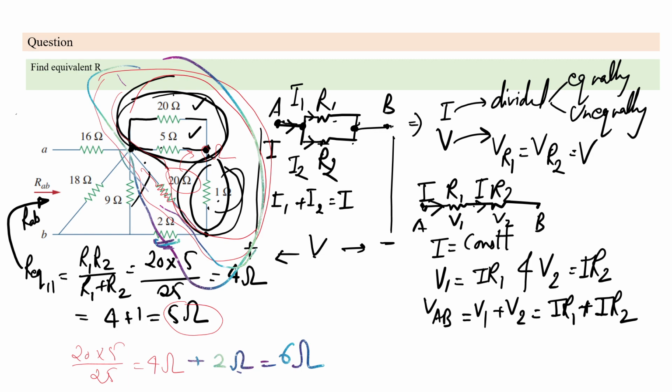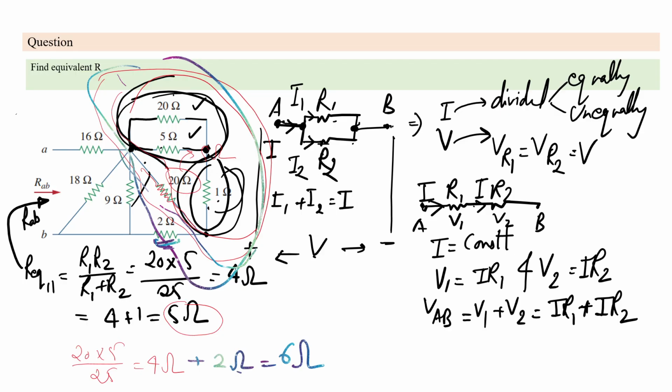If you see the series fashion, R1 and R2, here the current which is going into R1 is equal to the current which is going into R2. So the current is constant, and the voltage which appears across R1 is I times R1, and across R2 it is I times R2. So the summation of the voltages is V1 plus V2 is equal to IR1 plus IR2.